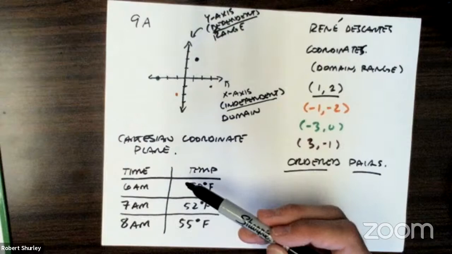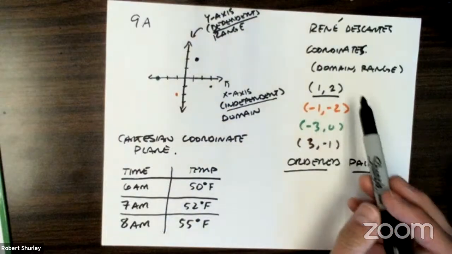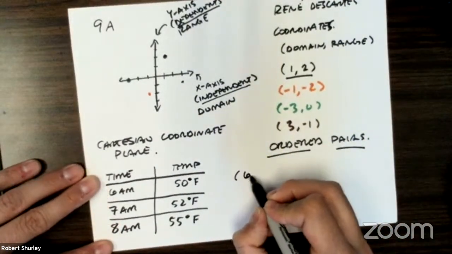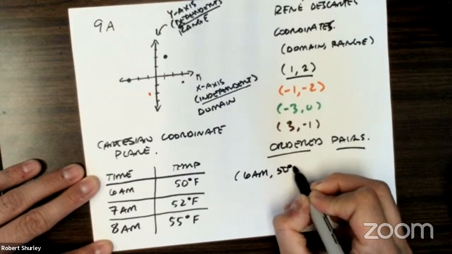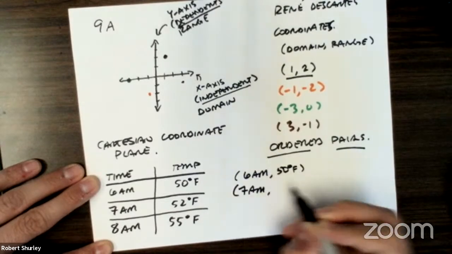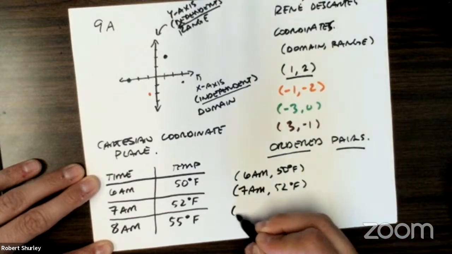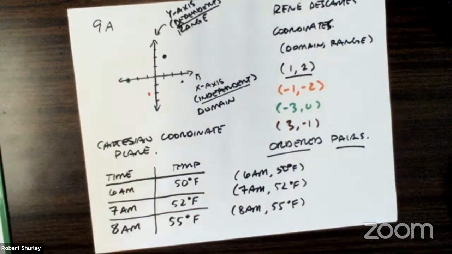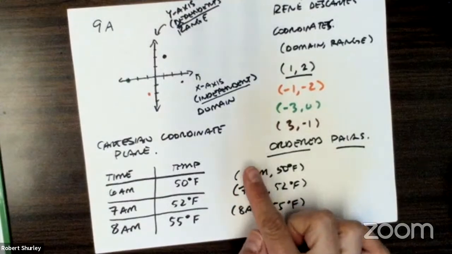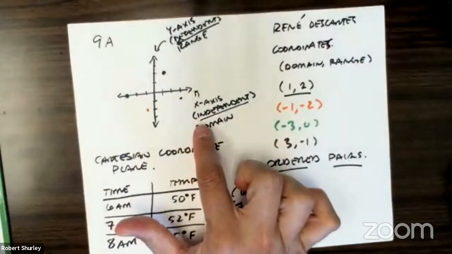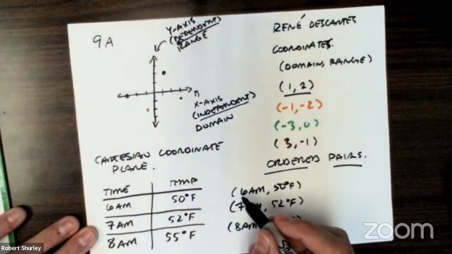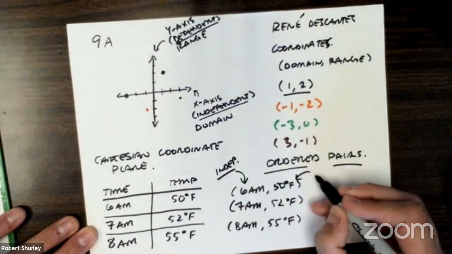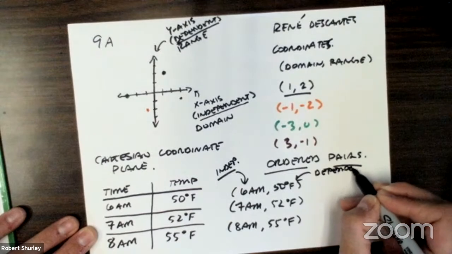Now they're written differently, right? They're written in this grid form and not in this parentheses form. If you wanted to write it in grid form, you're more than welcome to. It would be 6 a.m., 50 degrees Fahrenheit, 7 a.m., 52 degrees Fahrenheit, and 8 a.m. and 55 degrees Fahrenheit, right? Now, remember the X value here, this first value is called the independent variable, right? This first value is always going to be the independent, and the second value is always going to be the dependent.